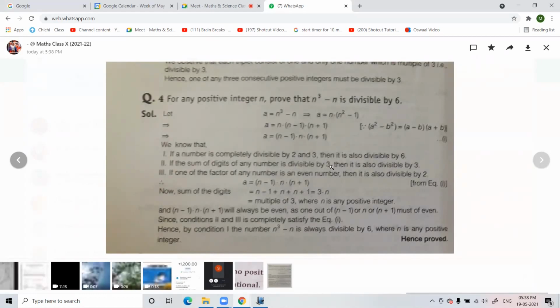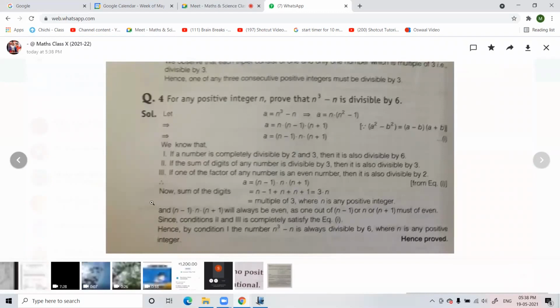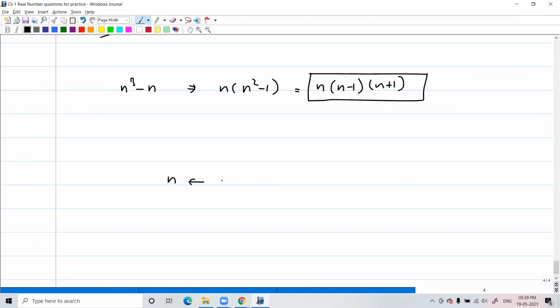The sum of the digits of any number is divisible by 3. Then also it is divisible by 3. And if one of the factors is 2, then also okay, fine. There is no problem with the logic. N is any positive number, no? They are saying that n is any positive number.